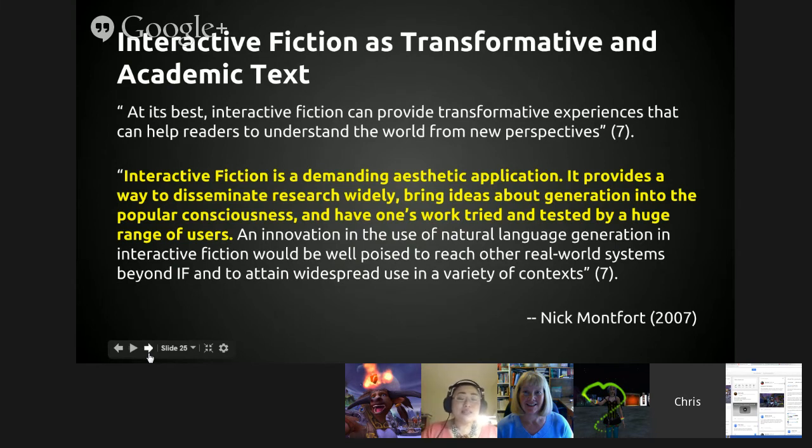Now, the other thing is, he says, interactive fiction is a demanding aesthetic application. It provides a way to disseminate research widely, bring ideas about generation into popular consciousness, and have one's work tried and tested by a huge range of users. Now, I might take on this challenge and turn one of my research papers into a giant IF game, if anyone's willing to go through the dry text, right? Maybe that's the way to get people to read big papers. I love reading, so if you give me a 200 or 1600 page paper, I'll read the whole thing. But I'm thinking, man, maybe interactive fiction is the way for future narrative to be consumed, right? So you can go through these options and take on your own path and add new meaning to the darn thing. Anyway, this is one of the positive things he's saying about IF. So we can go next.